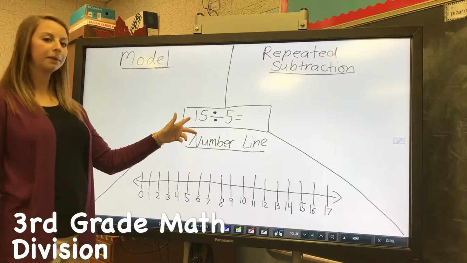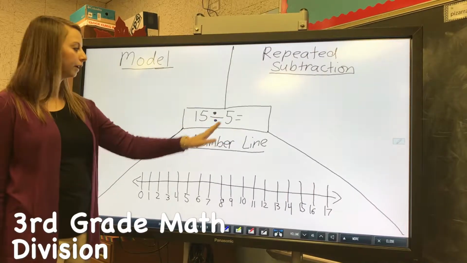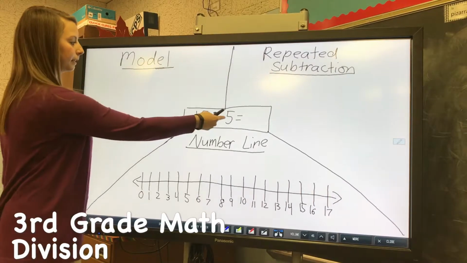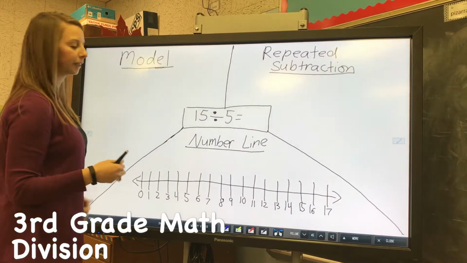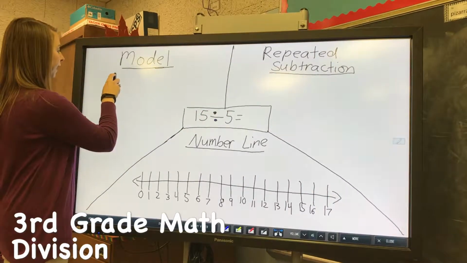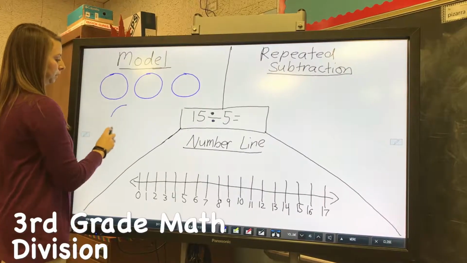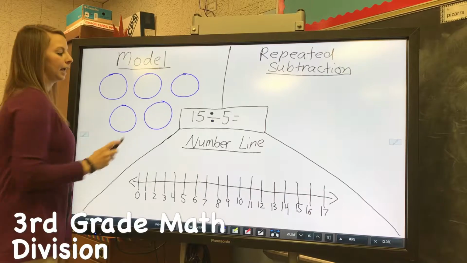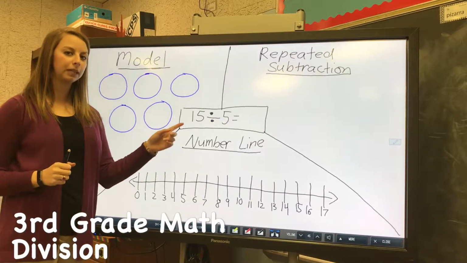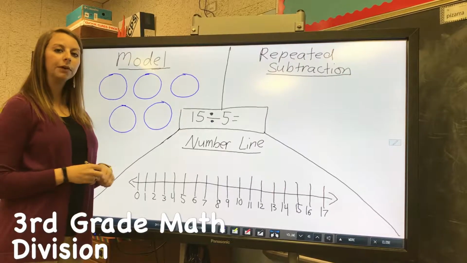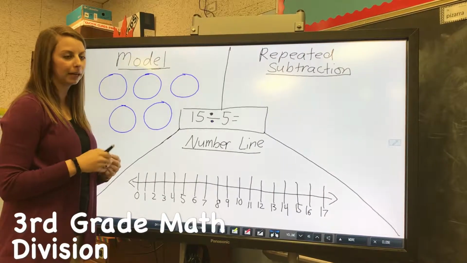So our division problem is 15 divided by 5. You're going to take your second number and draw that many groups. So my second number is 5, what it's being divided by. So I'm going to draw 5 groups. And my total number is 15. So what I'm going to do with that number is I'm going to put 1 in each of the groups until I get to 15. I'm going to count to 15.